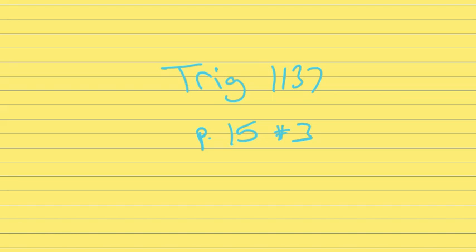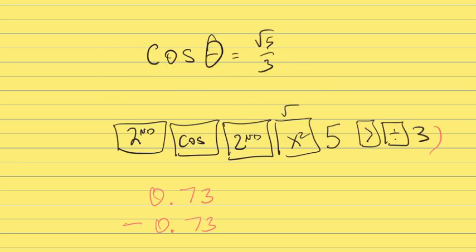Let's do a little video here on problem number 3 on page 15 of Trig 1137. We're supposed to find the angle whose cosine is the square root of 5 over 3. So again, that's called the arc cosine. On your calculator, you're going to use the second function key and then cosine.